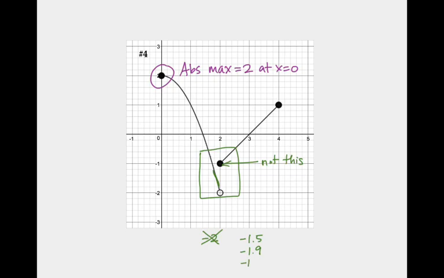Okay, what about -1.999? Any number of 9s that you're going to list on there, I could always come and add one more 9. Okay, so it could keep getting lower and lower and lower, but never actually getting to the value of -2. Okay, so this one actually has no absolute min, because that open circle kind of precludes it.